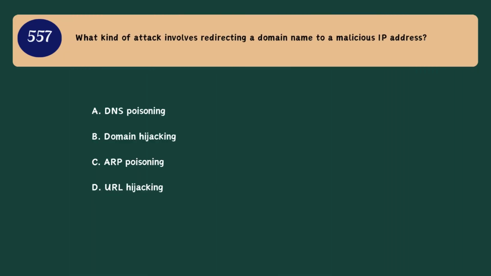Question 5007. What kind of attack involves redirecting a domain name to a malicious IP address? A. DNS poisoning. B. Domain hijacking. C. ARP poisoning. D. URL hijacking.